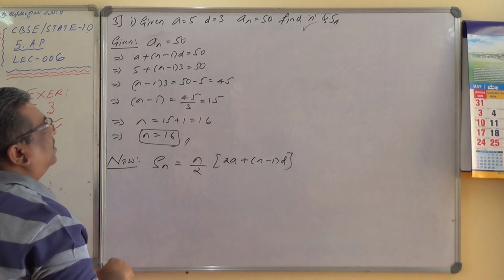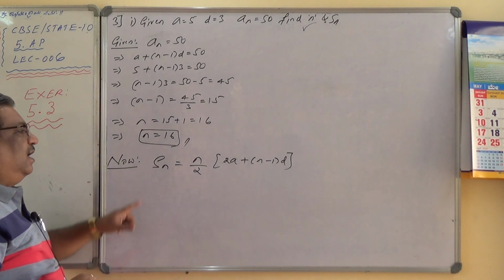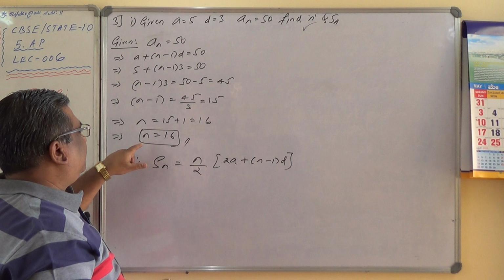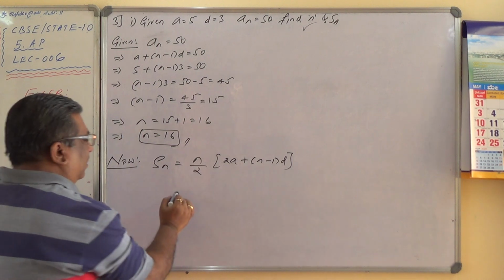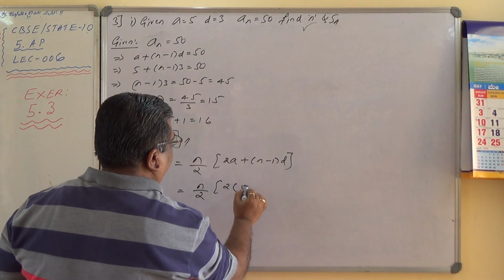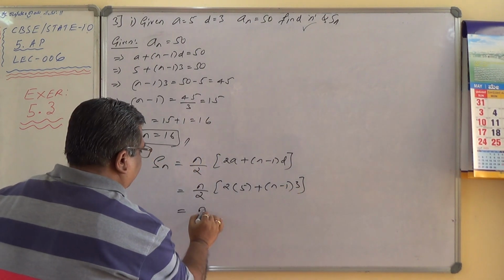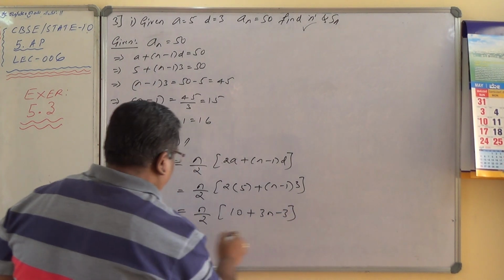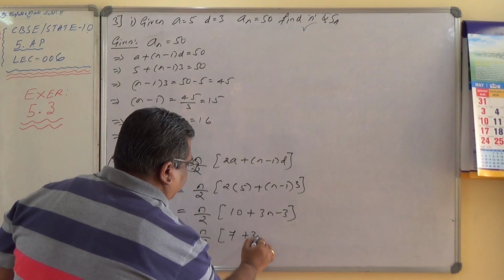See, one more thing very important. Here the question is to find out S16 or Sn is important. See, I can get Sn in terms of N itself as usual, and wherever I substitute N is equal to 16, that becomes S16. So let me find out Sn here first in terms of N, which equals N by 2 into bracket 2 times 5 plus D is 3. N by 2 into bracket 10 plus 3N minus 3. 10 minus 3, 7 plus 3N.